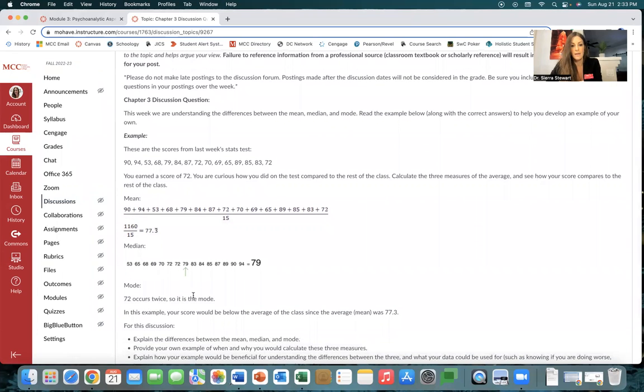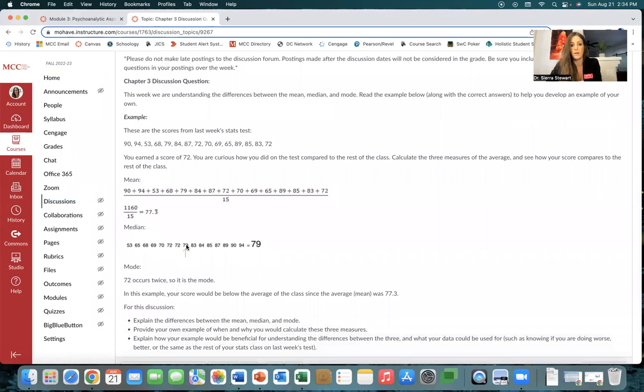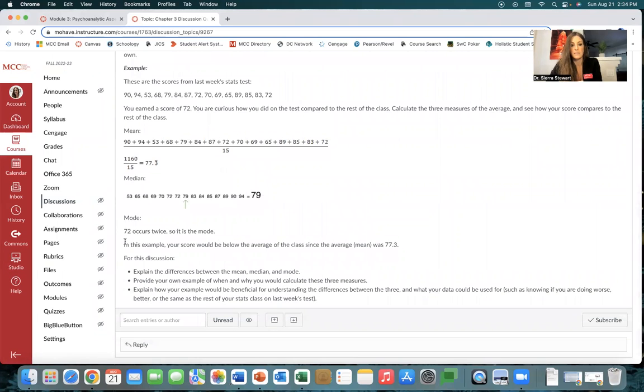Now your median, again, is going to be the number in the middle, right? So you'd have to line up the scores from ascending to descending or descending to ascending, however you want to do it, and then take whatever the number is in the middle. That would be your median. And then your mode is the number that you're going to see as most frequent. So you're going to see what number comes up the most. In this one, 72 comes twice. So that's going to be the mode, the number that is coming most frequently.